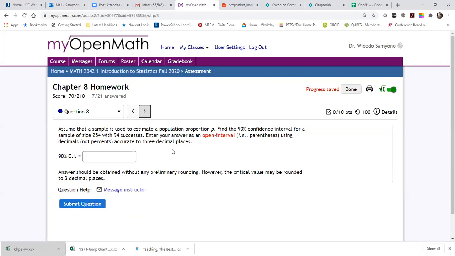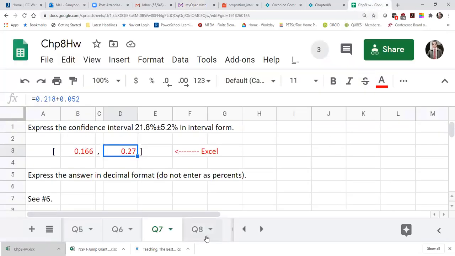Now go to the next one. Assume that it's okay. So now you need to find the 90% confidence interval for this sample size with this number of successes, right? So you need to go to the Excel for number 8.